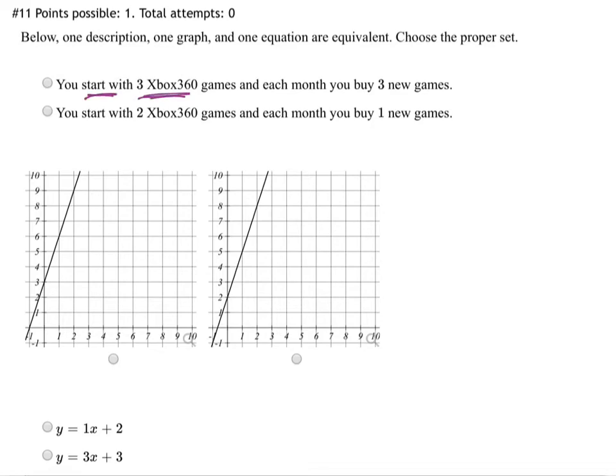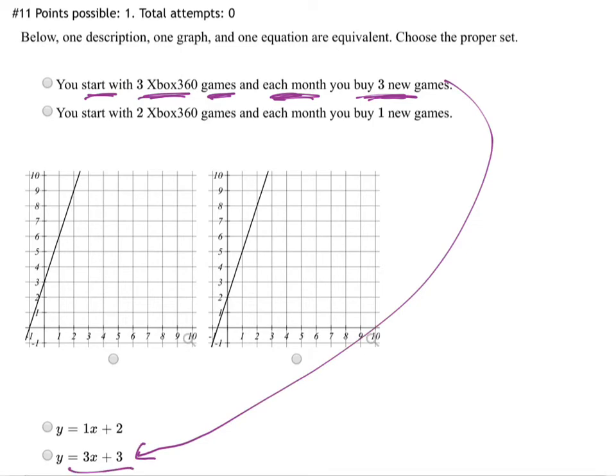Okay, so you start with 3 Xbox 360 games, and each month you buy 3 new ones. You start with 3, and you buy 3 each month. So let's jump down to the formulas on the bottom. Which formula on the bottom? Yeah, the second one, the 3 and the 3. So this one's got to go with that one, the y equals 3x plus 3. And that means the other one, you start with 2 and you get 1 new. That's got to go with that one.